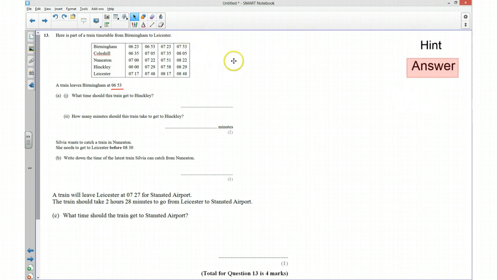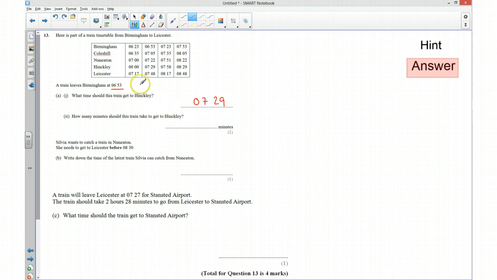Okay, I'm now going to go over the solutions to the question. So if the train leaves at 6:53, it arrives at Hinckley. Well, it's this train here that we're talking about that leaves at 6:53, so it arrives at Hinckley at 7:29. So I need to write the time down as 07:29.